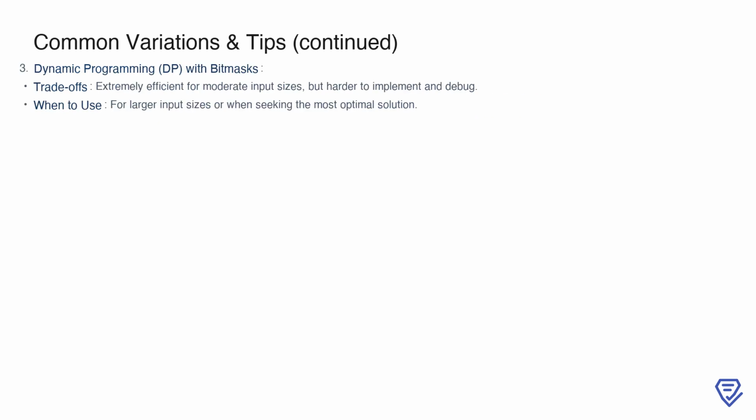For even larger input sizes or when you need the most optimal solution, dynamic programming with bit masks is an advanced yet powerful technique. While it's significantly more efficient than both brute force and basic backtracking, it comes with its own set of challenges. The implementation is more complex, and debugging can be tricky, especially when managing the bitmask states. However, for problems of moderate to large scale, this approach shines by reducing the computational overhead and achieving excellent performance. Leveraging dynamic programming in this way demonstrates a strong command of both algorithm design and optimization techniques.